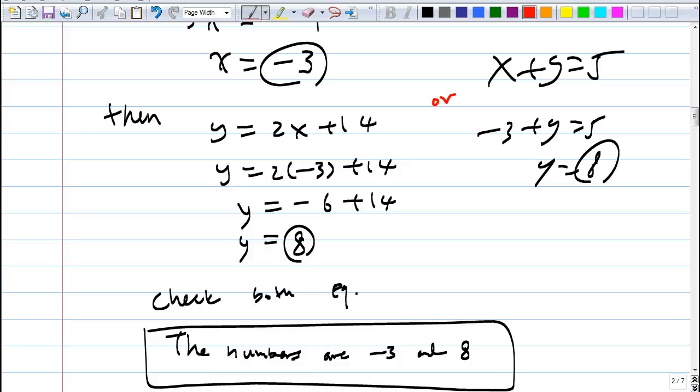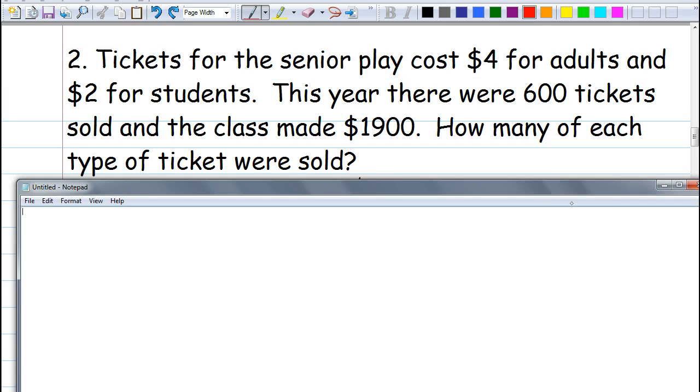May I move on to example 2 then? Yes? All right, here we go. Okay, Kevin, can you read this for us? Tickets for the senior play cost $4 for adults and $2 for students. This year there were 600 tickets sold and the class paid $1,900. How many of each type of ticket were sold?